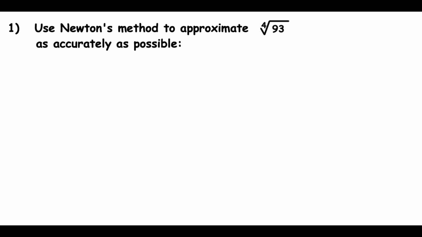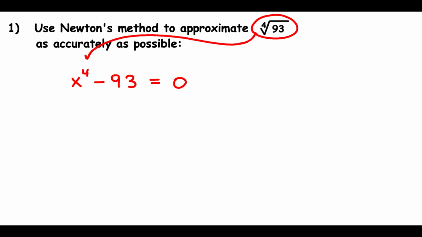You're going to form an equation where this is the answer. I think that could be the toughest part for newbies. Here's a good example. x to the fourth minus 93 equals 0. If you put the fourth root of 93 in, you can see that that will work. Okay, so step one is to form an equation where this thing that you're trying to figure out is a solution. All right, so I've done that.